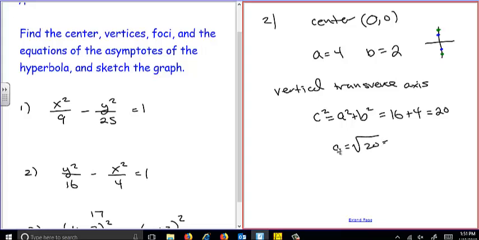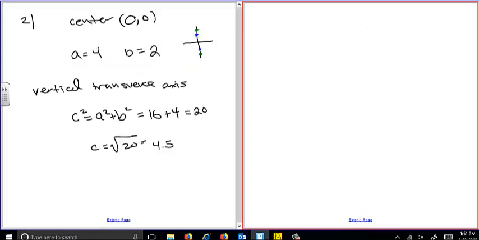And the square root of 20 is 4.5, rounded off. And we just need 2 decimal points because we're not going to be able to plot anything closer than that. So we've got the center, we've got a and b. We can sketch it, then we'll come back and figure out what the values are.